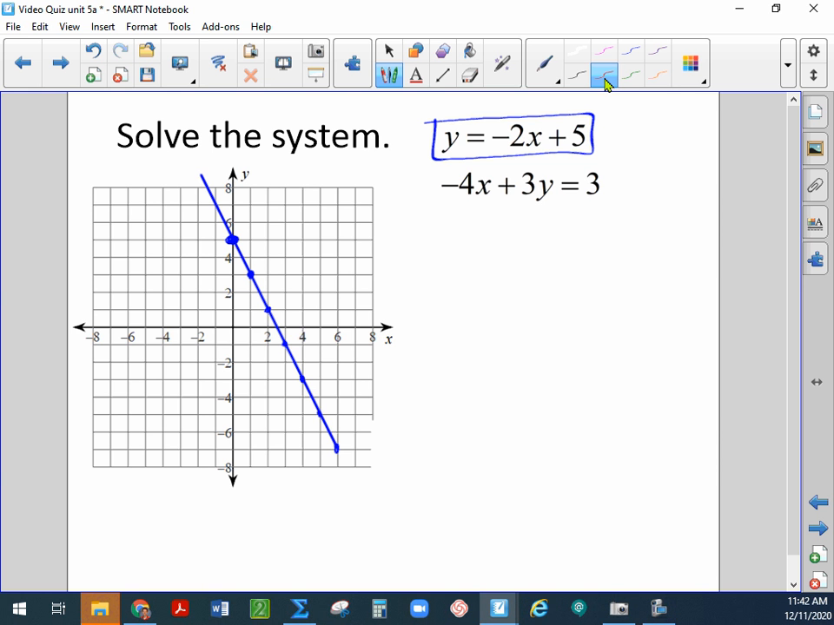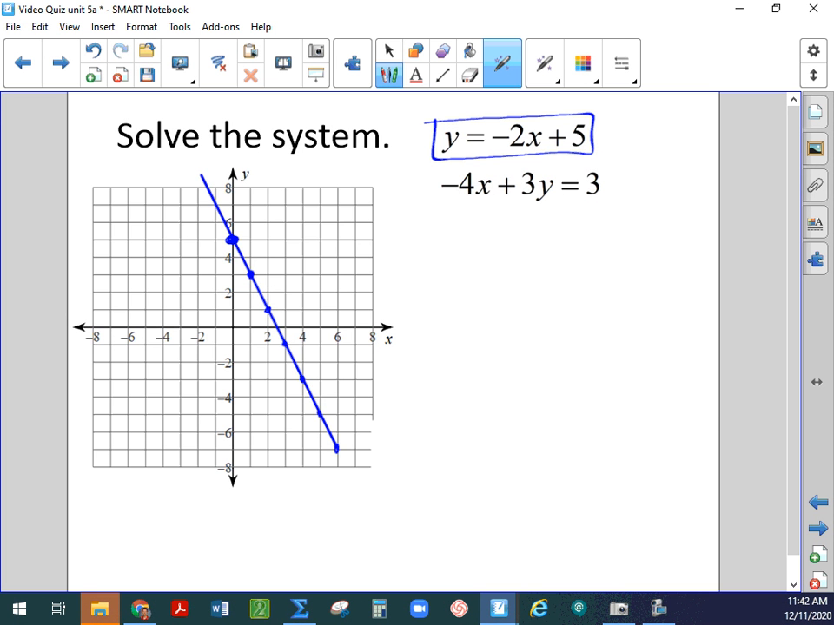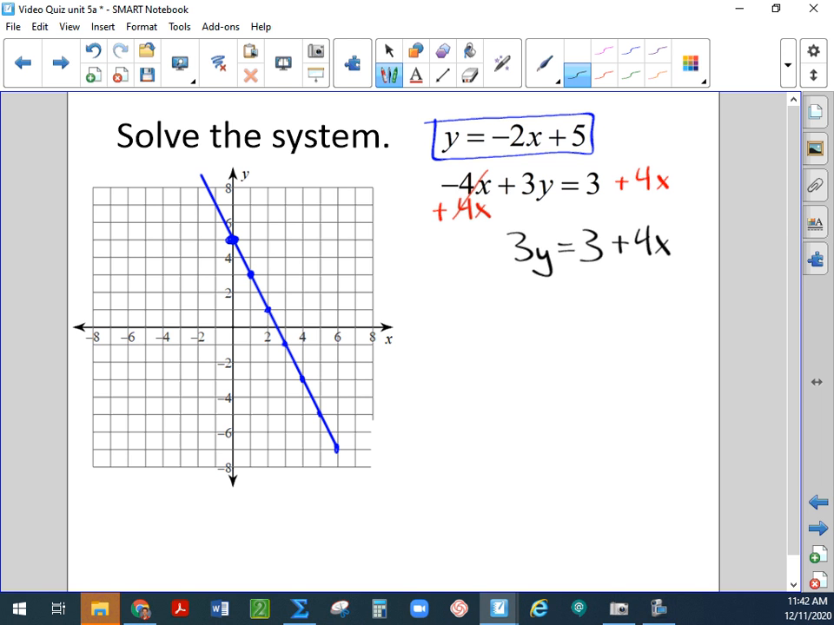So since I see a negative 4x, what I'm going to do to get rid of that is add a positive 4x. If I do that on the left-hand side, I have to do that on the right-hand side. So negative 4x plus 4x gives me 0 for that term. The other term I have is a 3y, and then 3y equals 3 plus 4x.